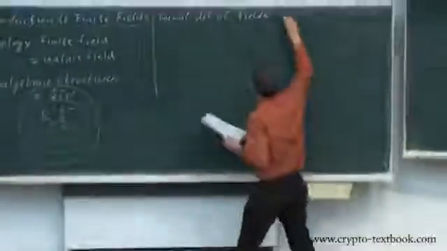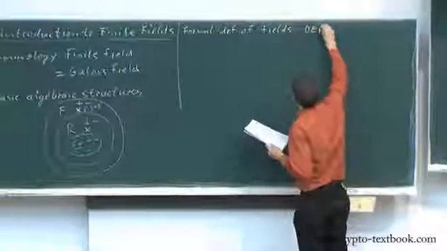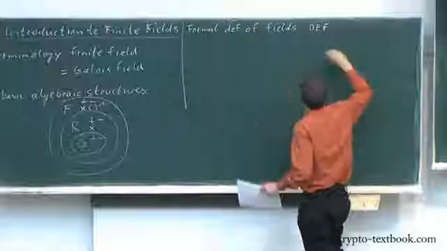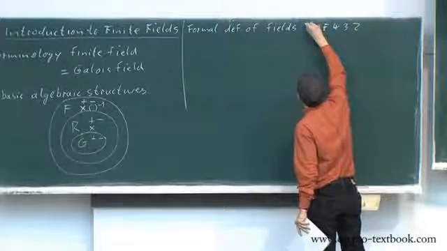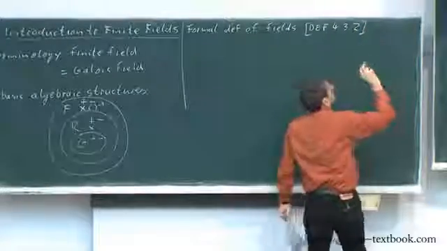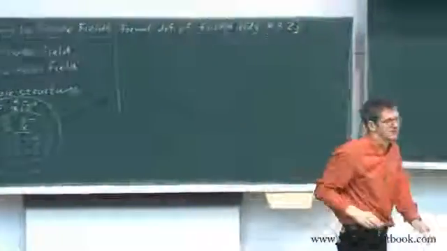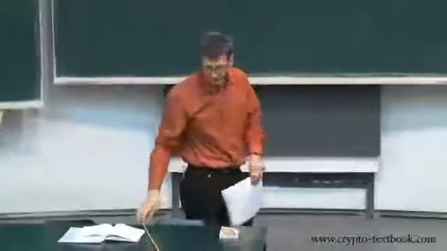The formal definition of fields. That's definition 4.32 in the textbook, which you see at this very moment on the screen.